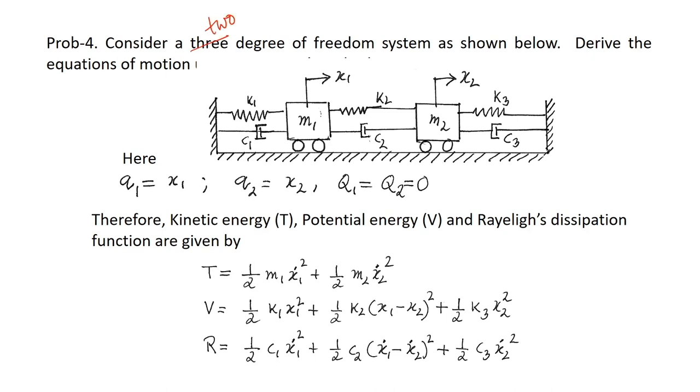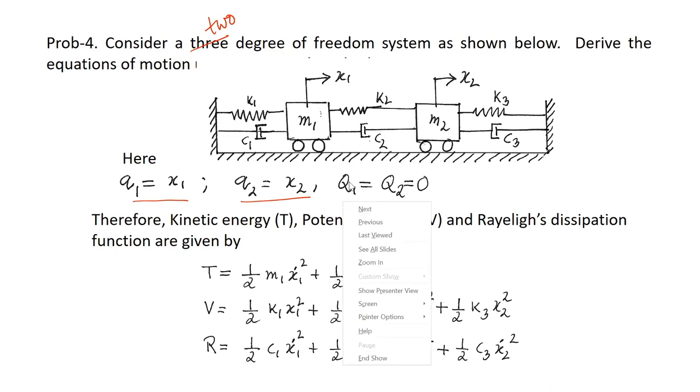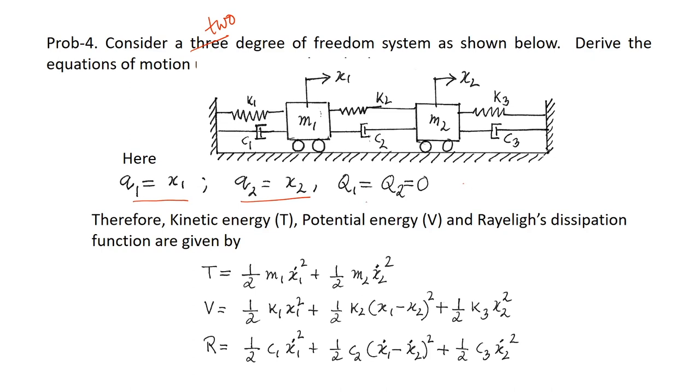So, the generalized coordinates are q 1 equal to x 1 and q 2 equal to x 2, and there is no force acting on the masses in the direction of the generalized coordinates. So, Q 1 and Q 2 are taken as 0.